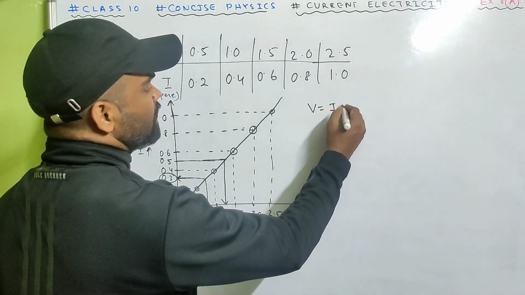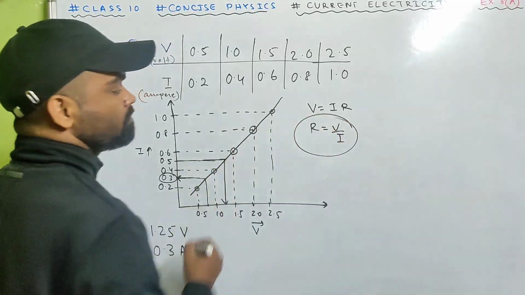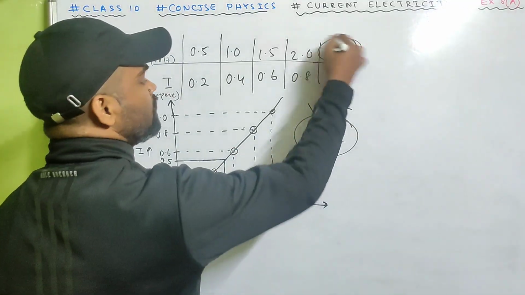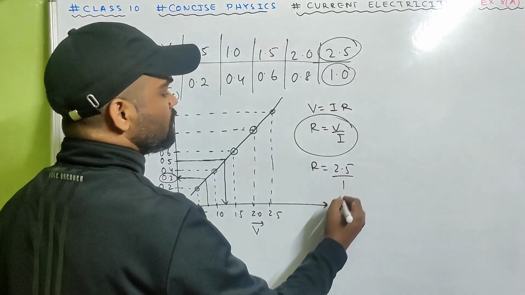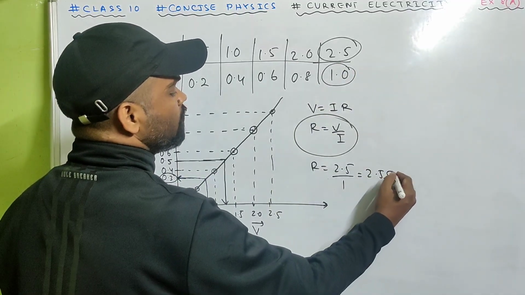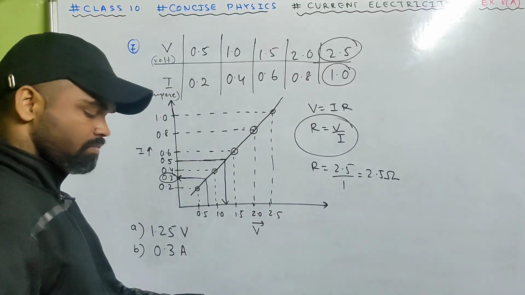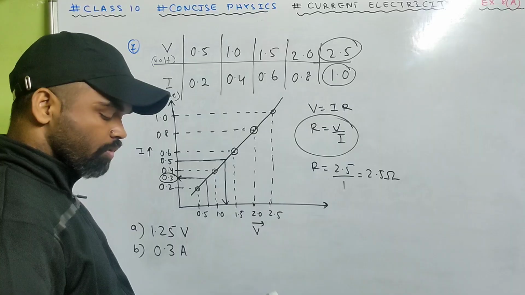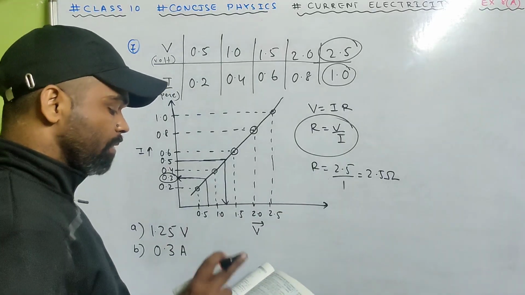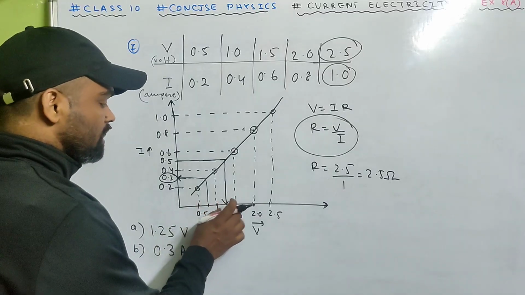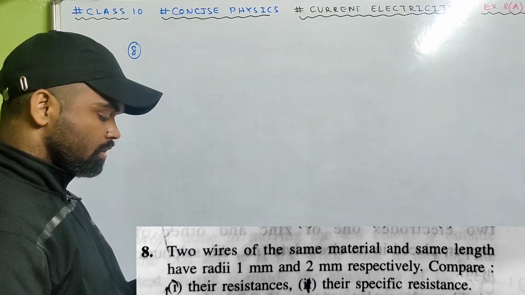Next, the resistance in the circuit, very easy. V equals IR. R equals V by I. Yes or no? So when your potential difference was 0.5, your current was 0.2. So that's 2.5 ohm. You take any point, no? The same answer will come. Yes or no? That's 2.5 ohm. Very easy. Draw the graph properly in the graph paper, okay? Take the scale properly.